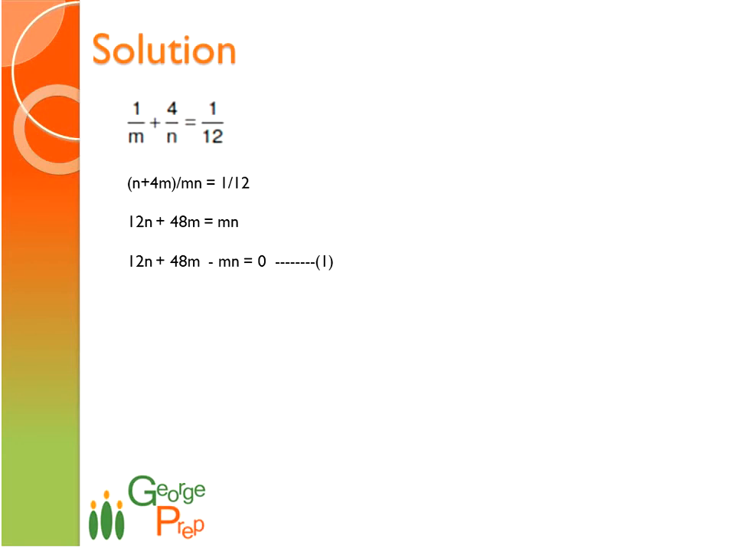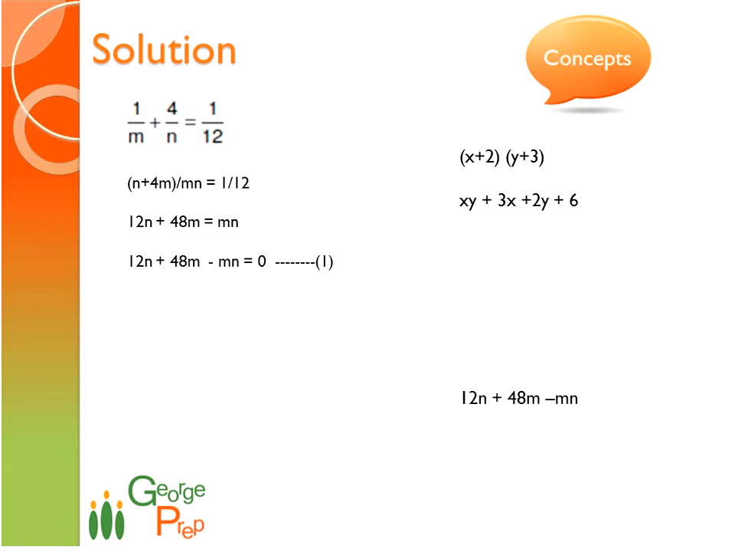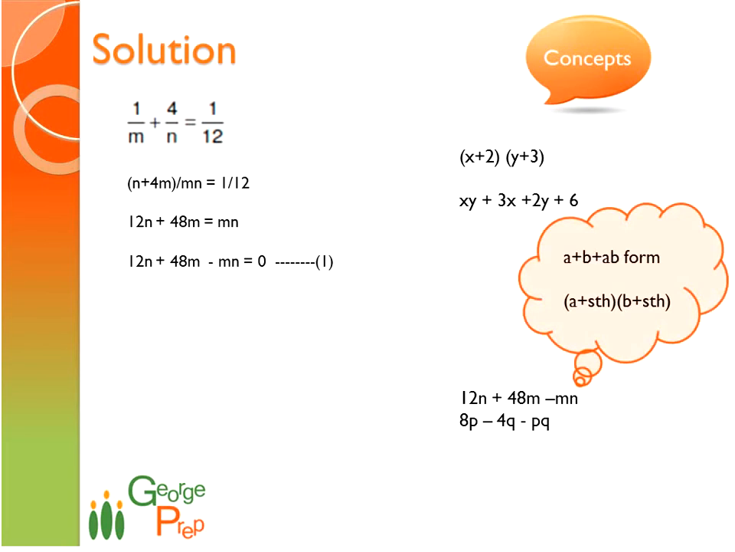Now this is an expression that comes in many kinds of questions in CAT. The concept here is, whenever you have an expression like this, (x plus 2) into (y plus 3), when you expand it, you will get an xy term, an x term and a y term, right? So in future, if you come across a question which has an n term, an m term and an mn term, or a p term, a q term and a pq term, it should click that you can write it in the form of a plus something into b plus something. Whenever you come across an expression of the form a plus b plus ab, it should click that you can factorize it into (a plus something) into (b plus something).